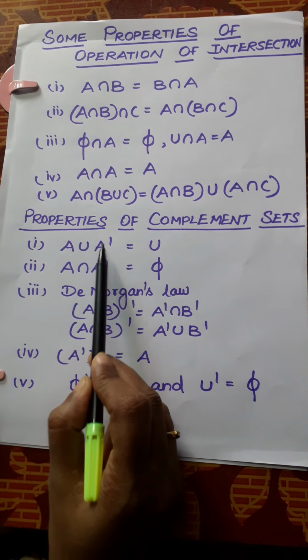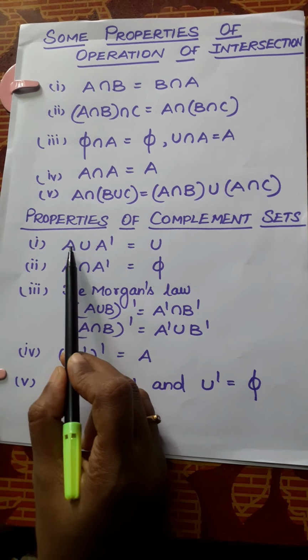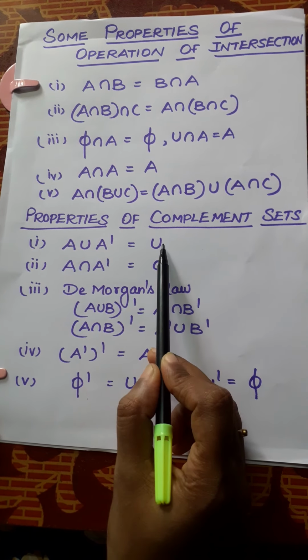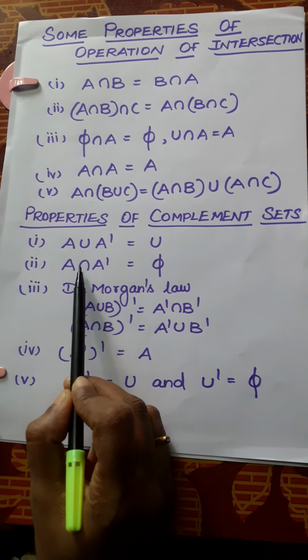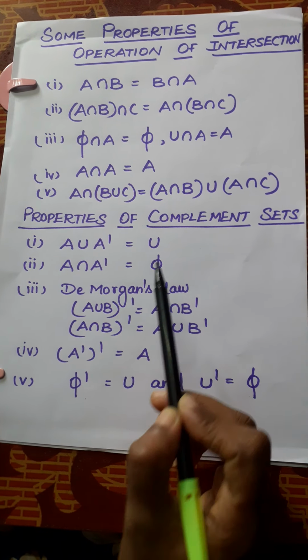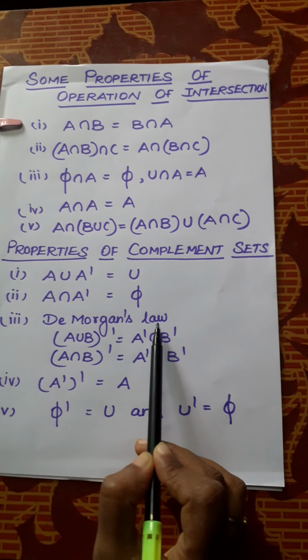The next one, properties of complement sets. A union A dash is equal to U. When we combine the A set and the A dash set, we get the universal set. Next one, A intersection A dash is equal to the empty set.